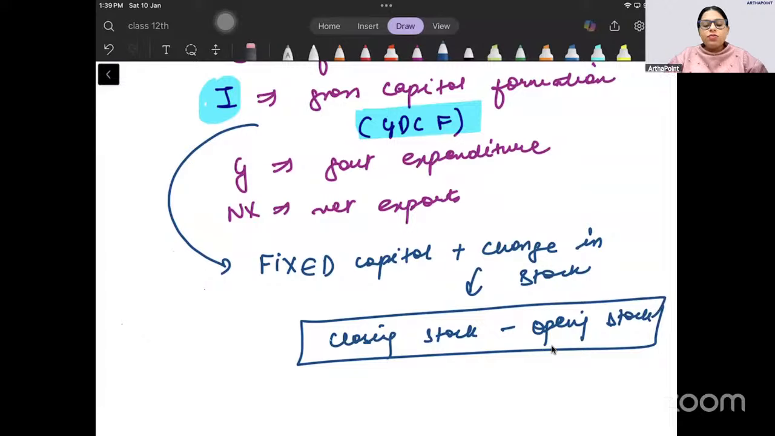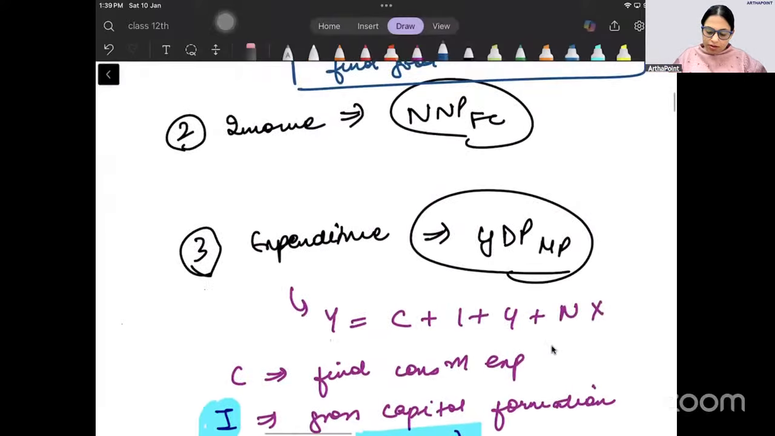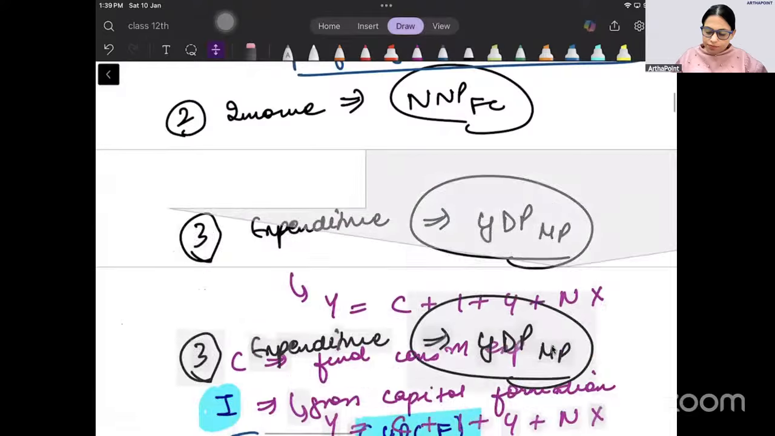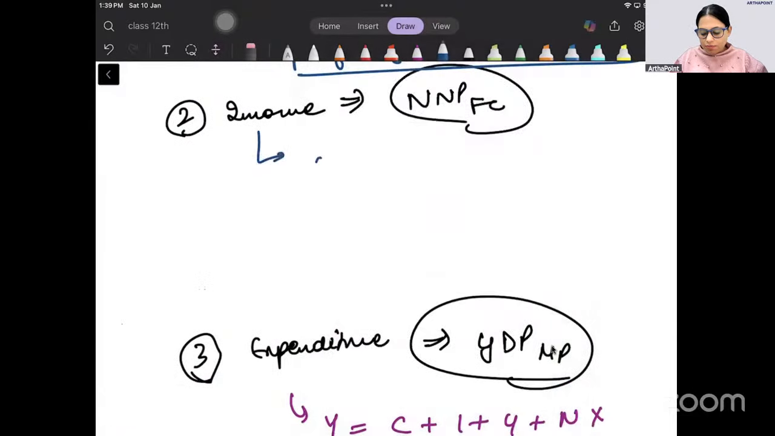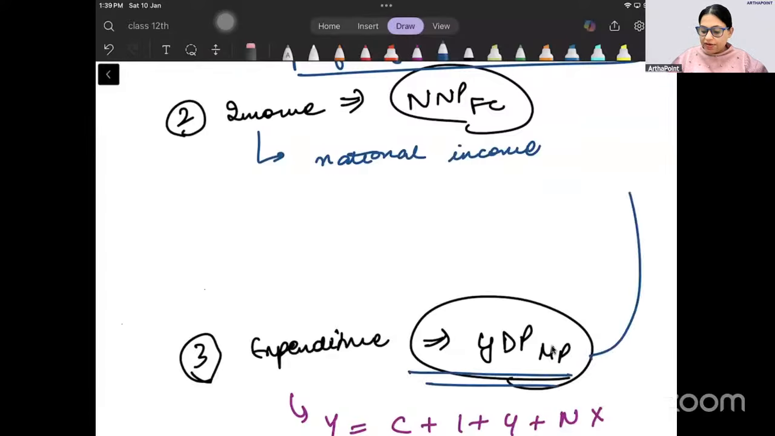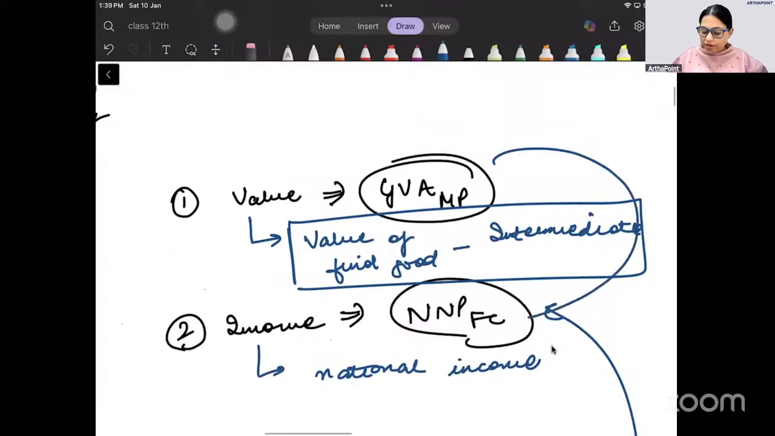Okay, now the income method. The income method is also called national income; it directly gives you your national income. Of course, you can convert the other methods also to NNPFC. But the income method directly gives you your national income. For others, you have to convert them.